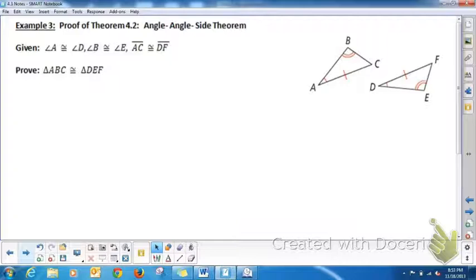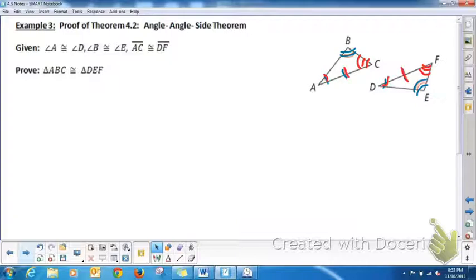So here's the thing. We're given that angle A is congruent to angle D. We're also given that angle B is congruent to angle E, and we're given that segment AC is congruent to segment DF. Well, if you know that two angles of one triangle are congruent to two angles of another triangle, could we prove that angle C is congruent to angle F? That's the third angle theorem. And if I can do that, well, now I've got angle side angle.